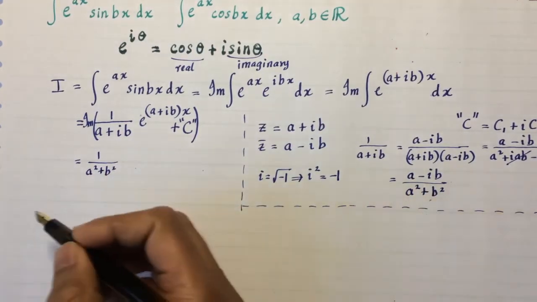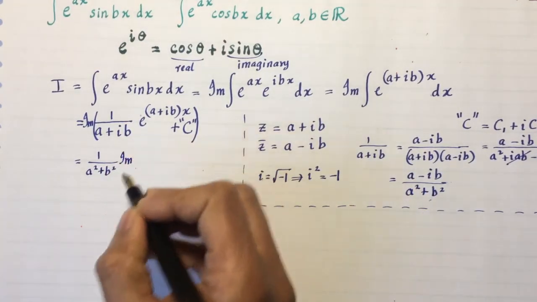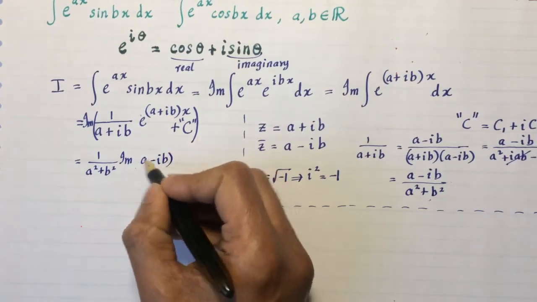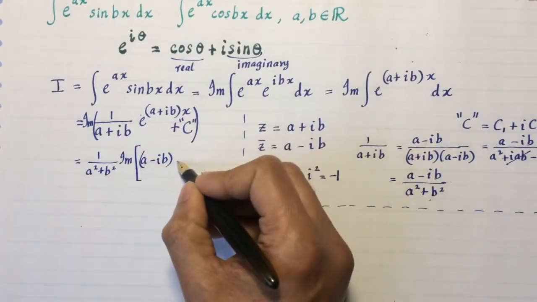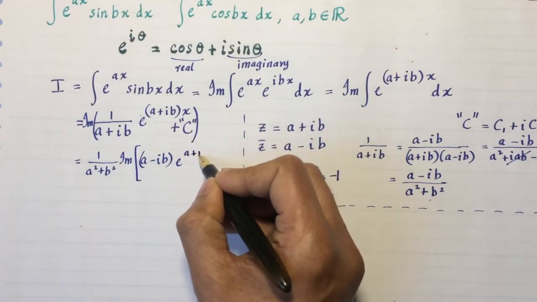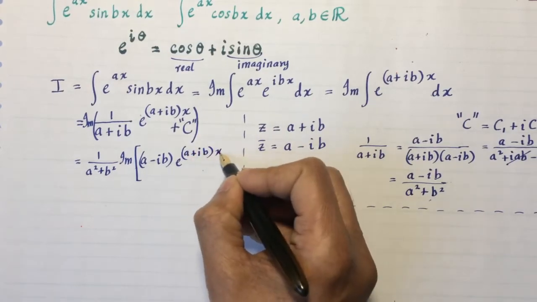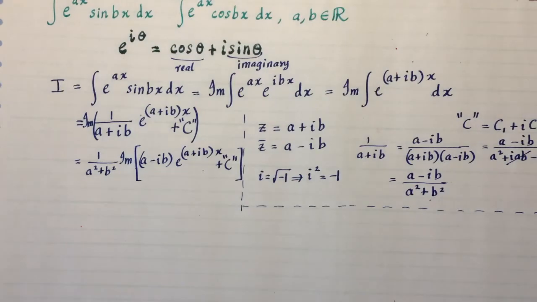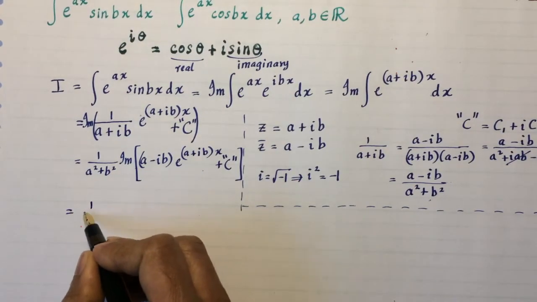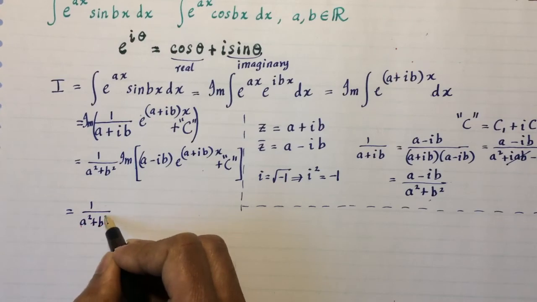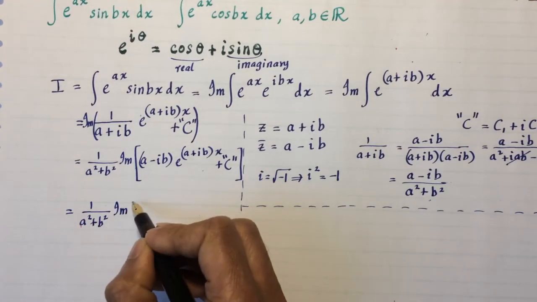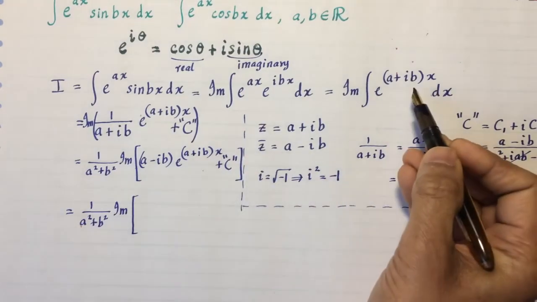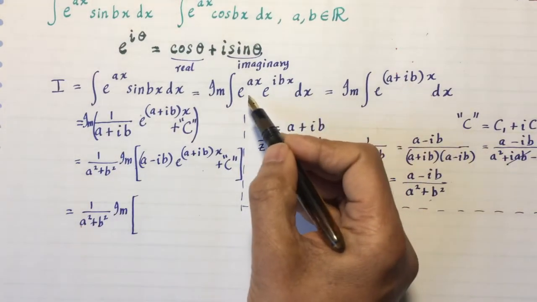Since that's a real number, I'll pull it outside, and then I'm just left with the imaginary part of a minus ib times e to the a plus ib x plus the complex constant c. Now this can be written as 1 over a squared plus b squared times the imaginary part of, let's expand this, e to the a plus ibx. I can rewind what I did here and bring it back to this form.